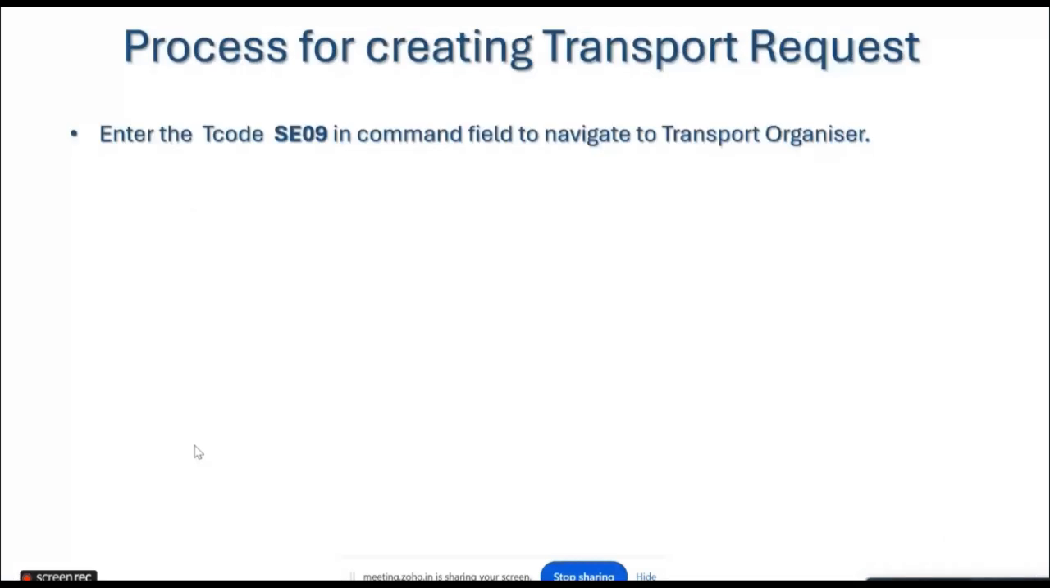Now let us see how do we create a transport request. So the very first step to create a transport request is to use the transaction code called SE09. So this is the command box, as you know already.